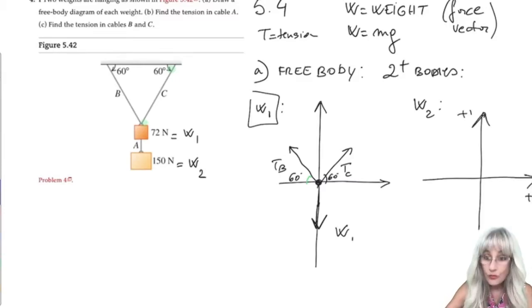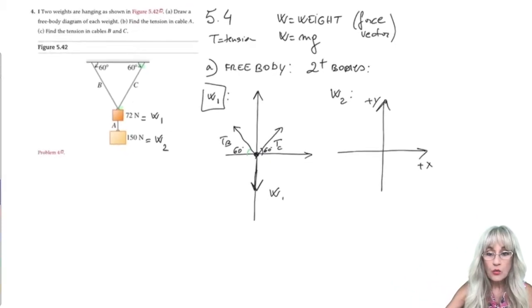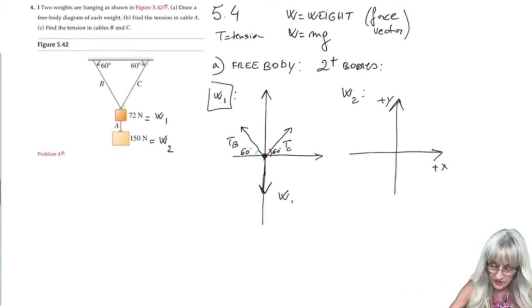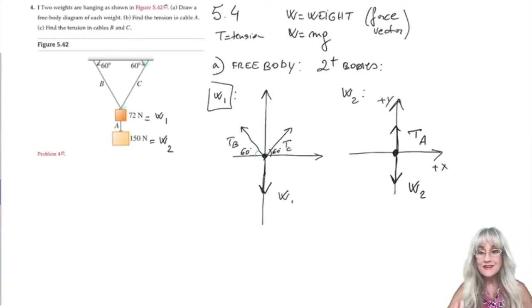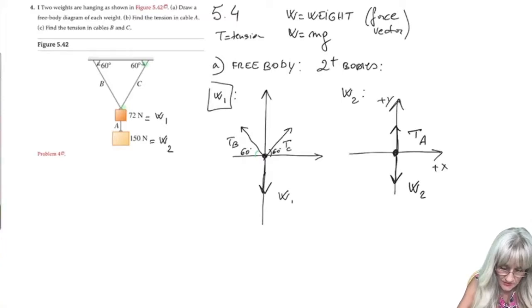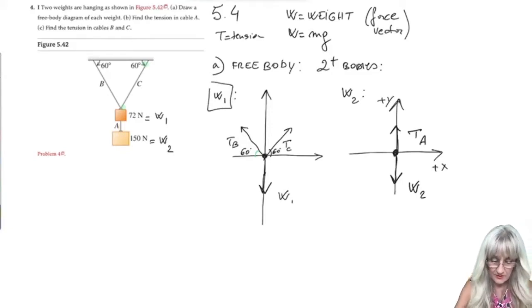Positive x, positive y, pointing up. Weight 2 is 150. I'm going to place it right there. So absolutely pointing down toward the center of Earth, you have the weight 2. And pointing upward is the tension in cable A. Nothing else for weight 2. Tension in cable A comes out from this cable right there in yellow. Okay? Let's move on. Part A, done.